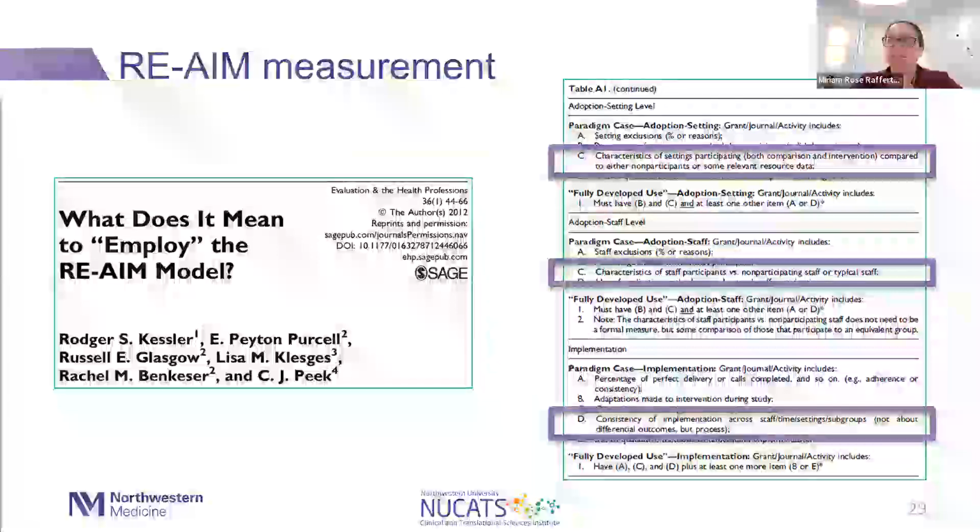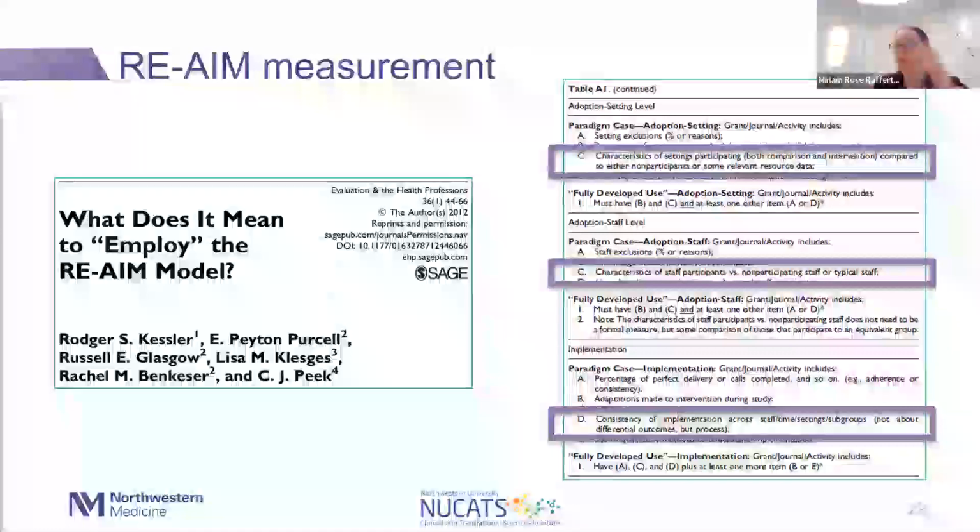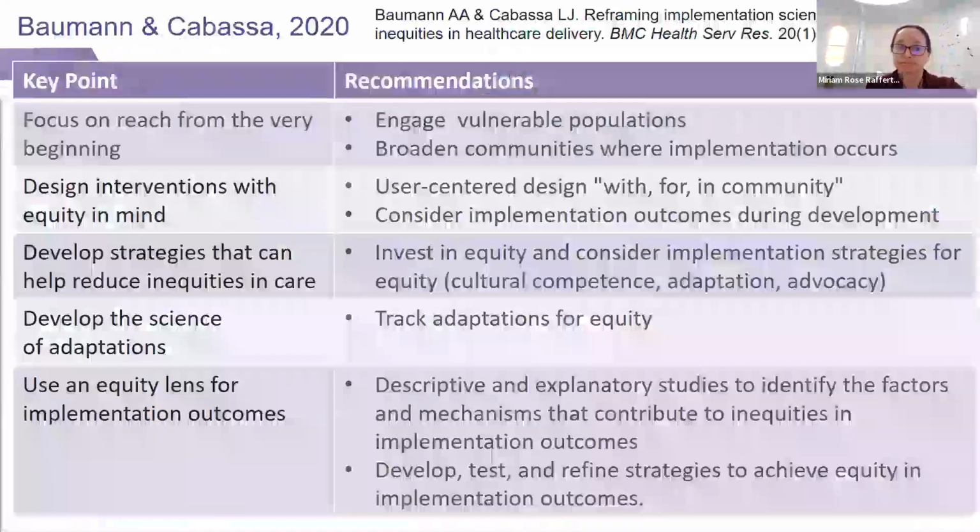And in the case of implementation, the example is fidelity. Is your implementation being done accurately, or are your implementation processes being done with fidelity in all participants, in all settings? Or is there anything about any of the subgroups or contexts that is also inequitable? So it's just something that you can think about throughout RE-AIM.